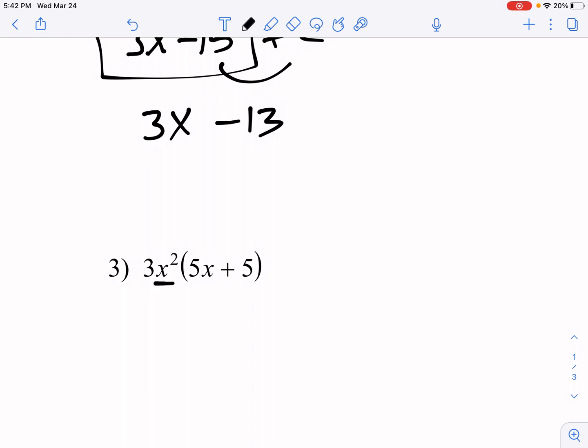Now this is a little bit different than the addition and subtraction. With the addition and subtraction, you had to have like terms. Here, we're just multiplying everything together. So this is really the product rule between the x's here. They both have an exponent of 1, so it's really going to be like the product rule. So 3 times 5 is 15. Keep the base of x. 2 plus 1 is 3.